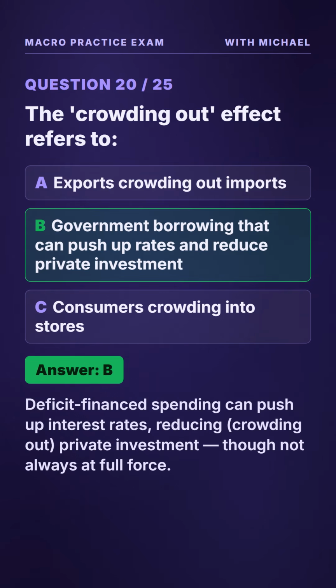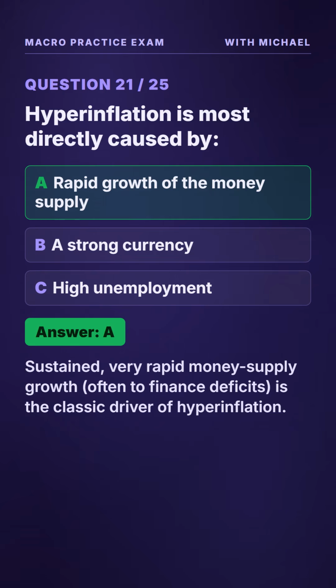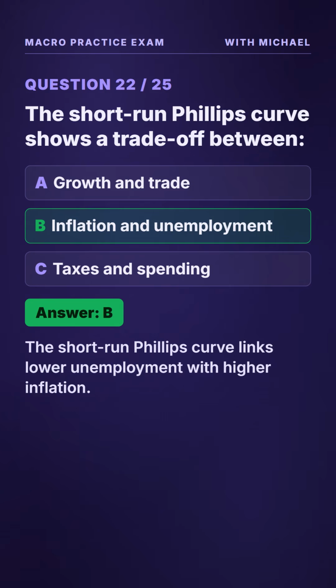Question 20. The correct answer is B. Deficit-financed spending can push up interest rates, crowding out private investment, though not always at full force. Question 21. The correct answer is A. Sustained, very rapid money supply growth, often to finance deficits, is the classic driver of hyperinflation. Question 22. The correct answer is B. The short-run Phillips curve links lower unemployment with higher inflation.